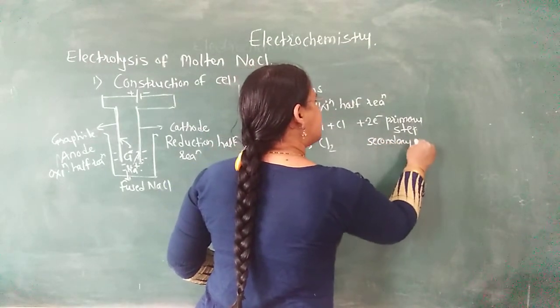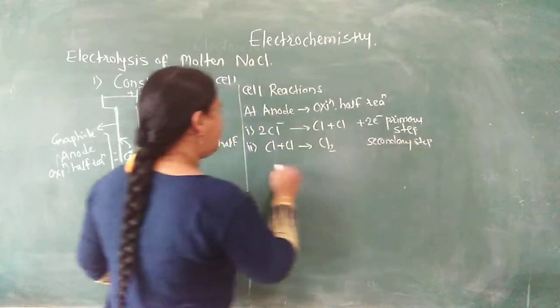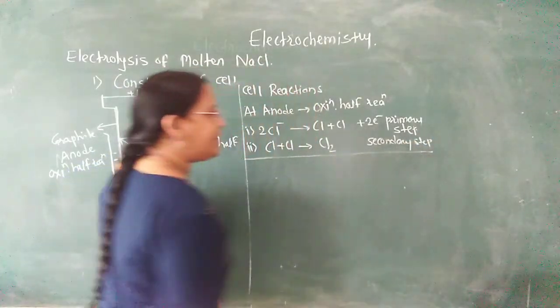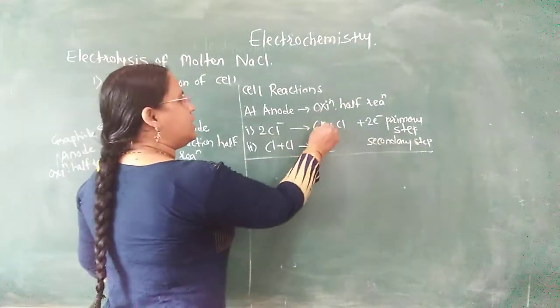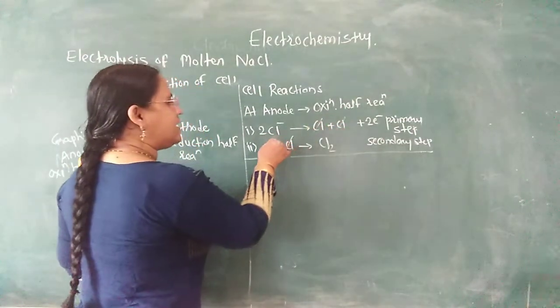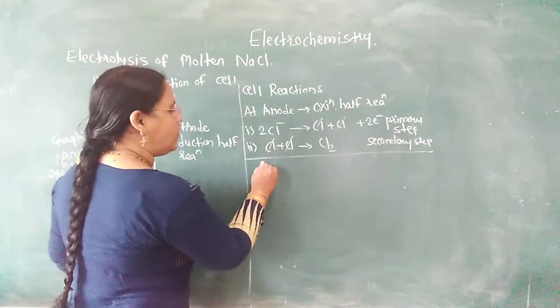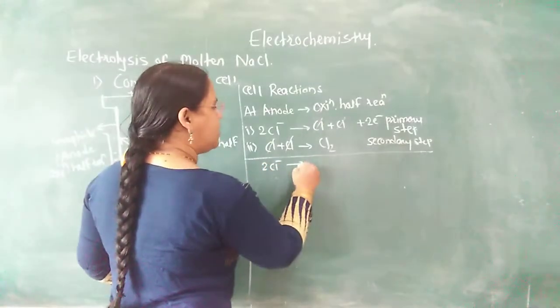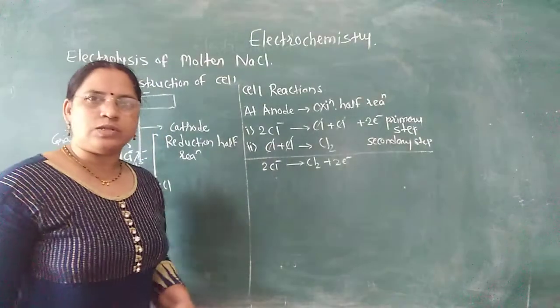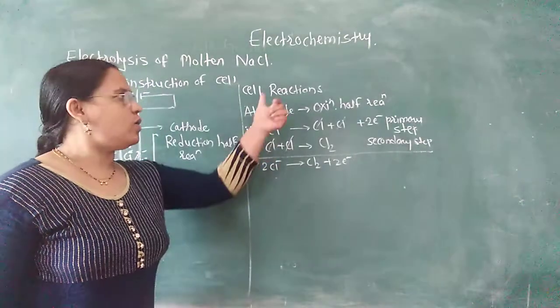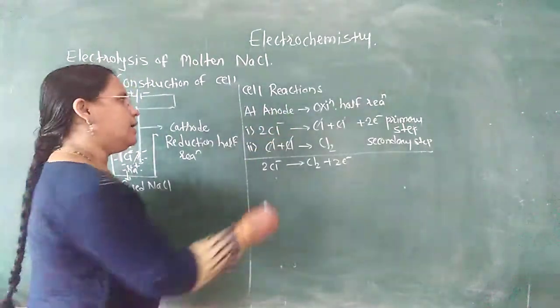What about the overall reaction at anode? Adding these two, Cl gets cancelled on the product and reactant side. So what we get is 2Cl- gives Cl2 with loss of 2 electrons. This is the oxidation reaction which occurs at anode.